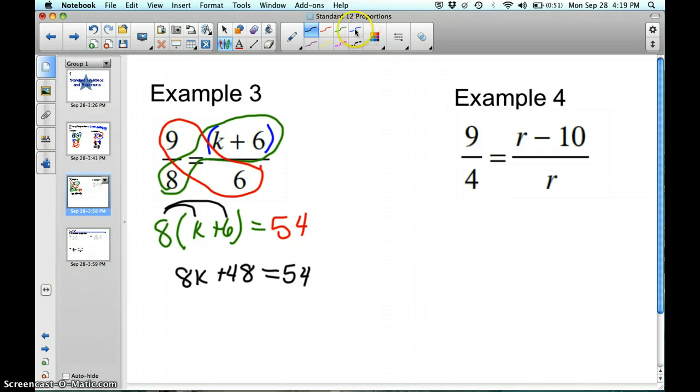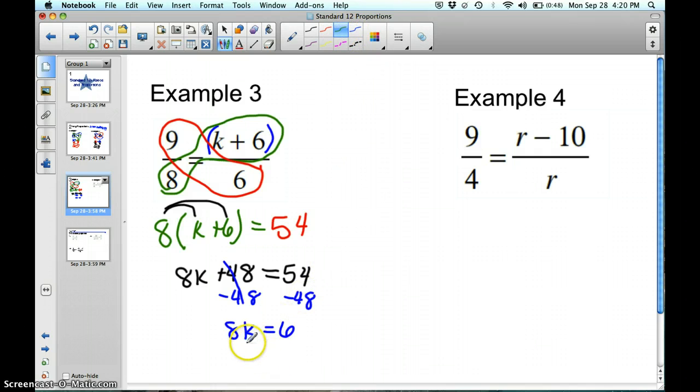Now we're going to solve this just like we've been solving two-step equations. To get rid of a positive 48, I subtract 48 on both sides. On this side of the equation, 48 minus 48, that's 0, so those cancel out. I'm just left with 8k. And then on this side, 54 minus 48 is going to give me 6.